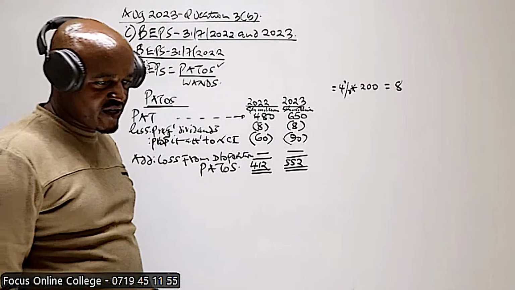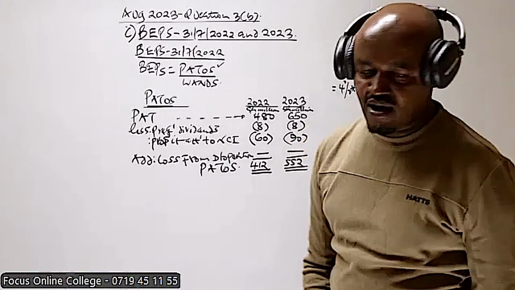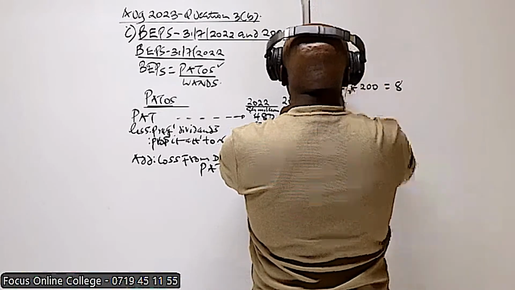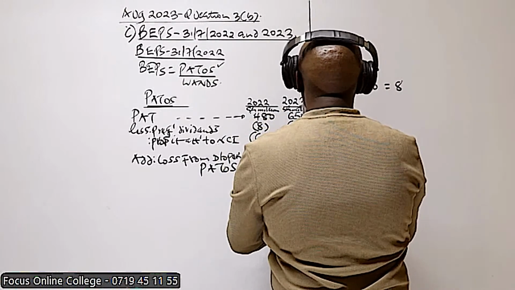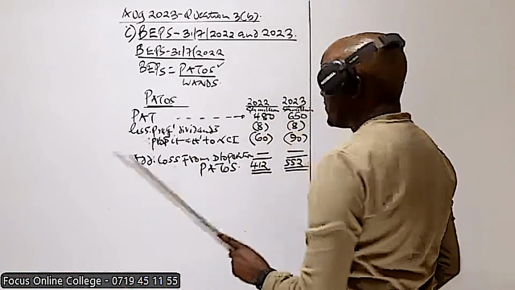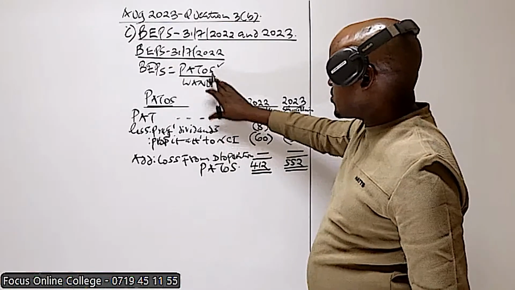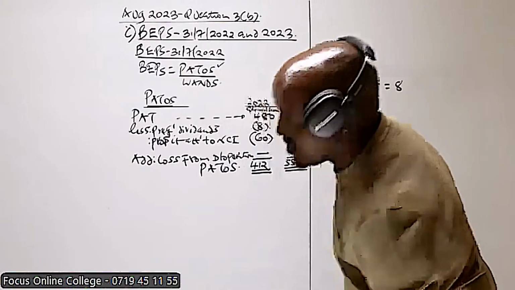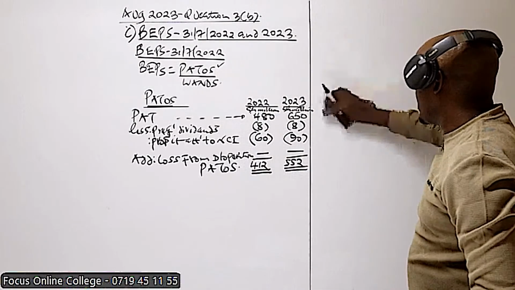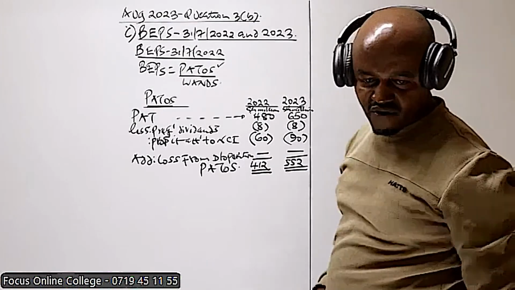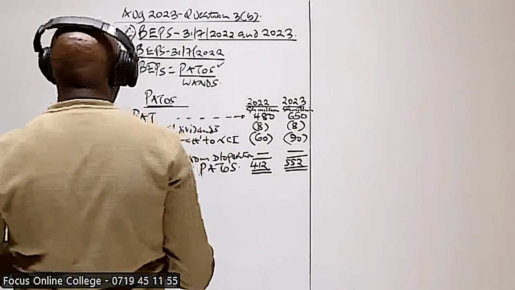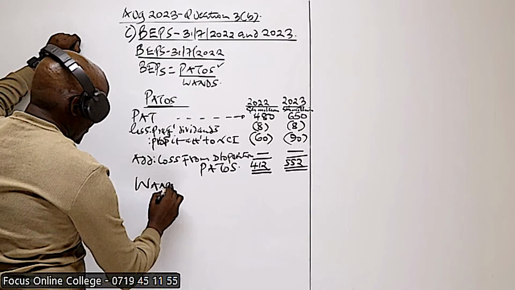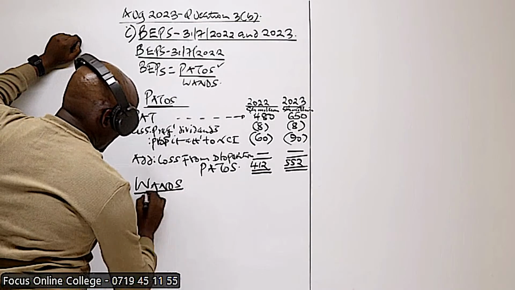So in our case, we already have the PATOS for the 2 years. Then I want us to move on and compute, first of all, the one-offs for 2022, and then from there, the one-offs for 2023. And then we compute the diluted earnings per share for 2023. But first of all, we deal with 2022. So we compute the weighted average number of ordinary shares.